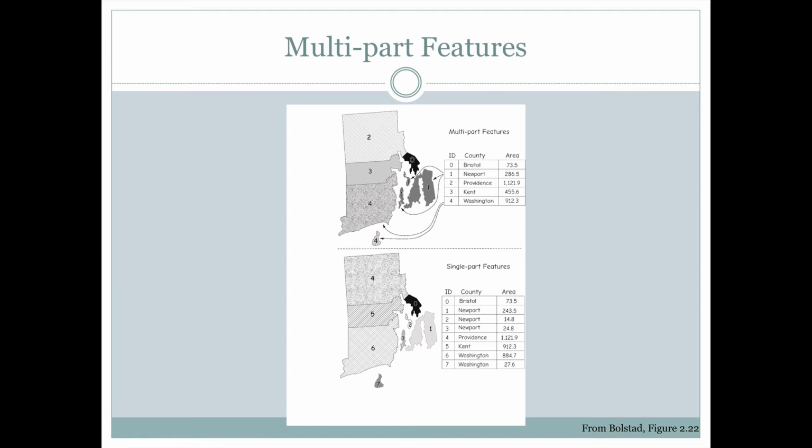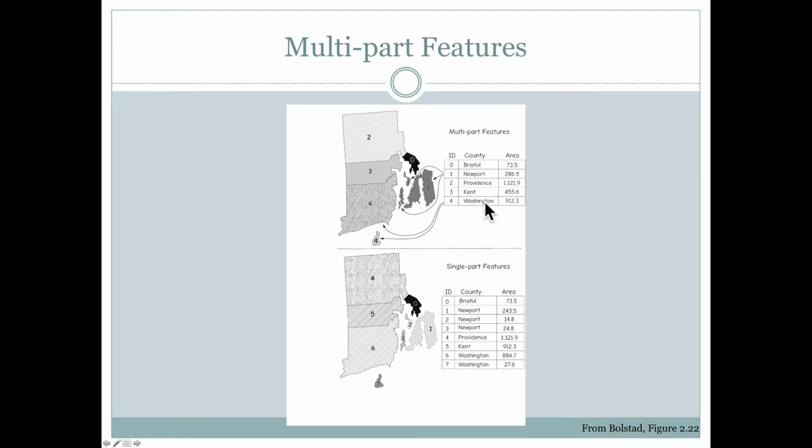One thing you should be aware of when you're mapping polygon features is that you can have multi-part features. What's meant by this is sometimes you don't want each individual outline to have different values, you want it to have the same value. For example, here's a map of Rhode Island and the various counties in Rhode Island.